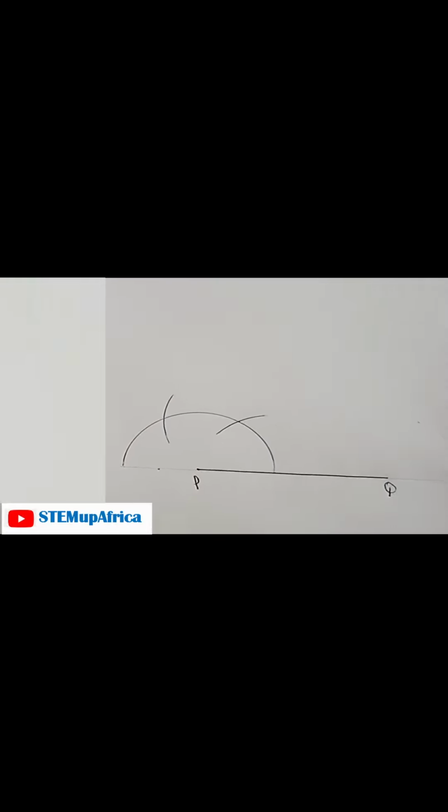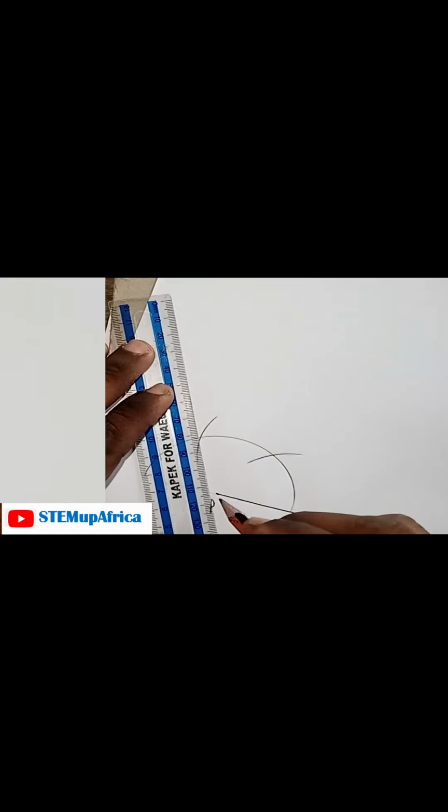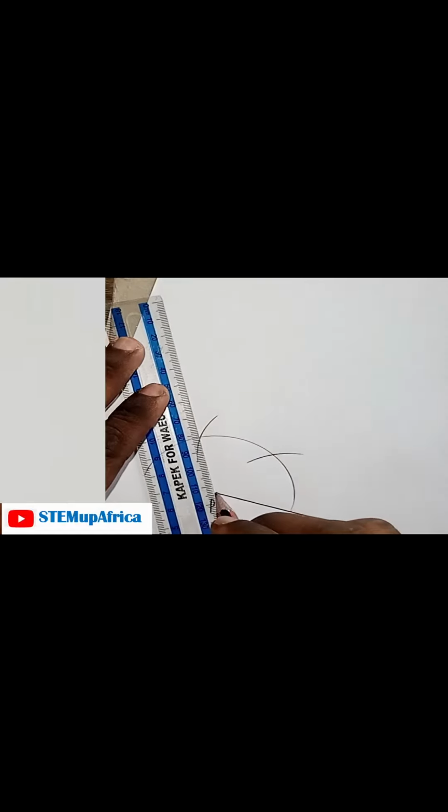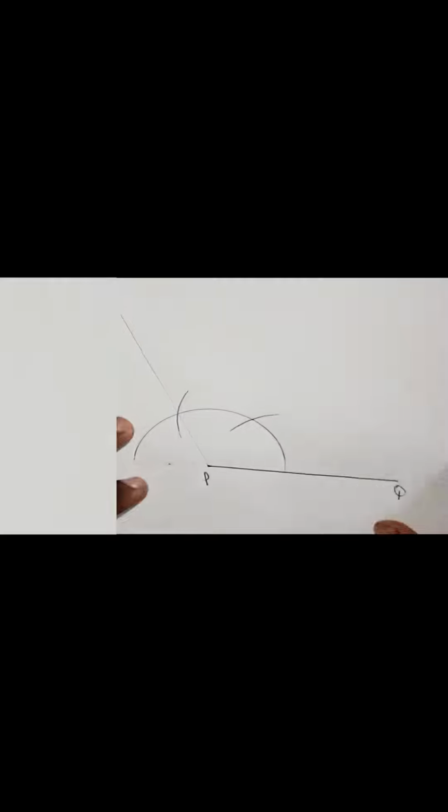Although they didn't give us the length of PR, since they didn't give us the length, I will draw from P with a faint line that is not thick, to any suitable length, because I don't know the length of PR.